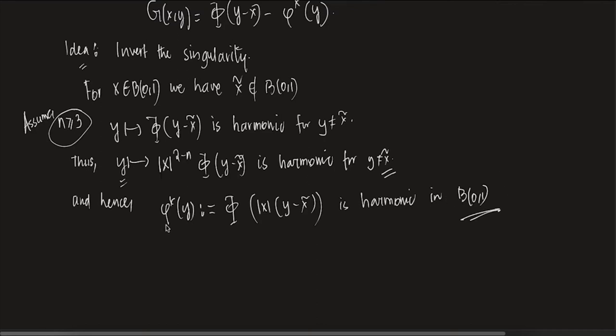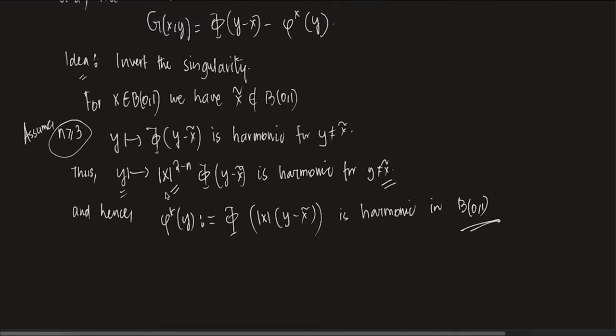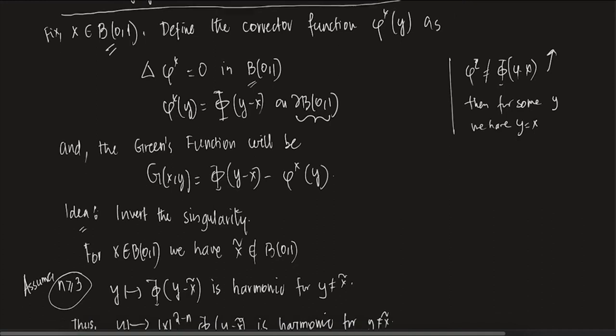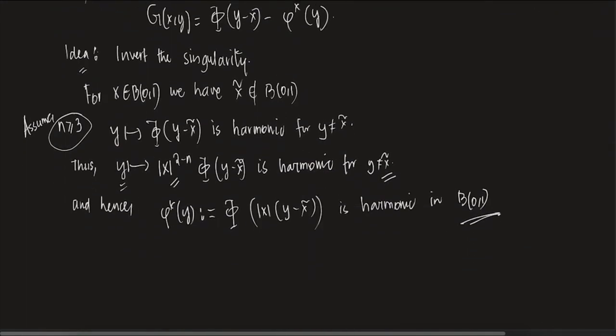If I define phi x of y to be the fundamental solution of mod x times y minus x tilde, then that is harmonic in B01. Now you may ask, what's the point of multiplying by mod x to the power 2 minus n? Phi of y minus x is actually harmonic in B01, you are right. But the problem is, if I don't do that, this is true that capital phi of y minus x tilde will be harmonic in B01, but I also need phi x of y to equal phi of y minus x on the boundary. This I need to have.